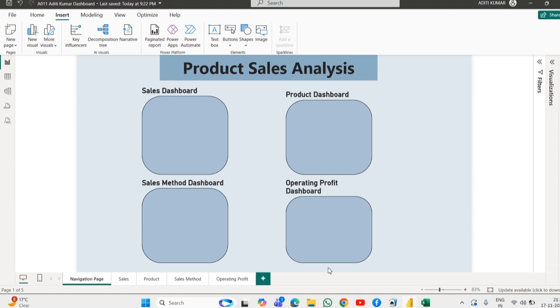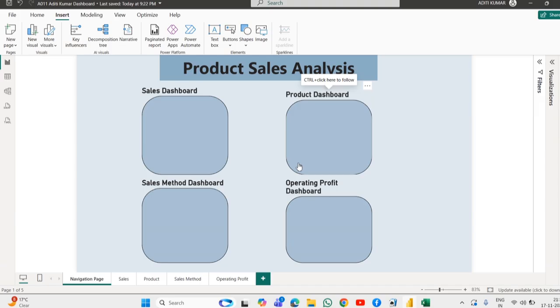So this is the navigation page. I have designed it to make the overall report more interactive and user-friendly. I have created 4 structured buttons: the sales dashboard, the product dashboard, the sales method dashboard, and the operating profit dashboard. This setup ensures smooth movement between the pages and supports a clean storytelling flow.